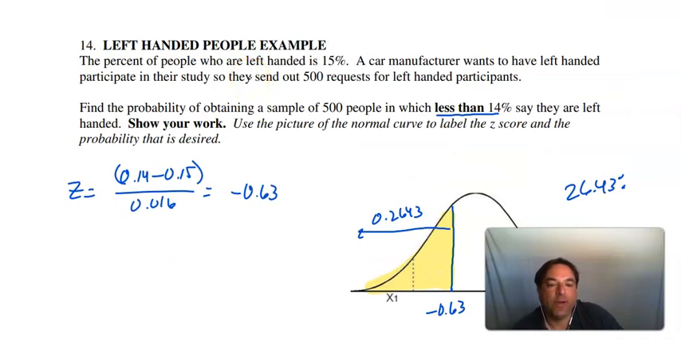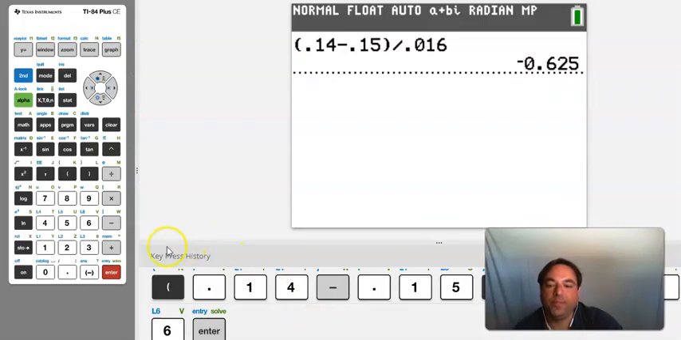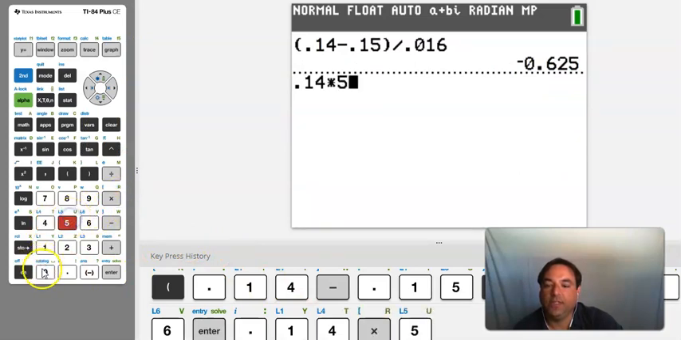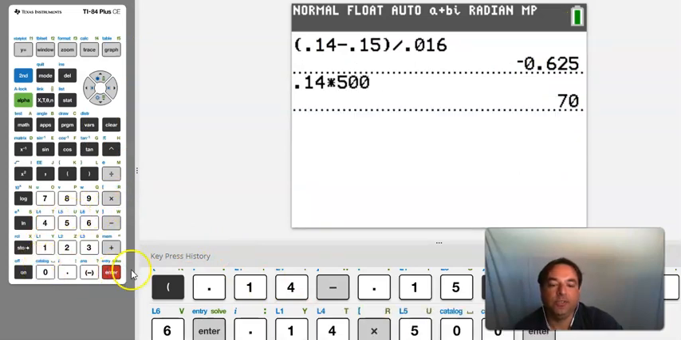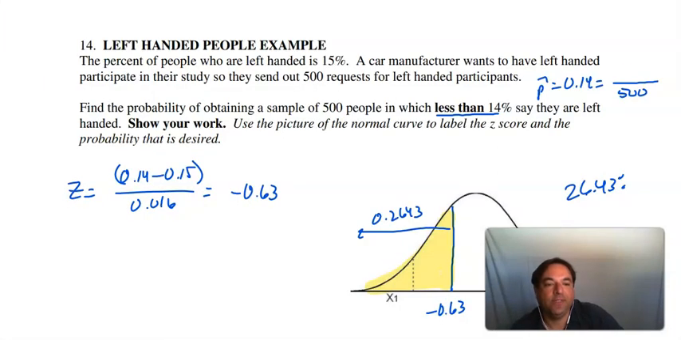To check it, remember, we need the fraction. So p hat is 0.15. Where do we get the fraction from? The denominator is 500. How do I get the numerator? 0.14 times 500. So 0.14 times 500 gives you 70. So we have 70 over 500. 70 is x, n is 500.